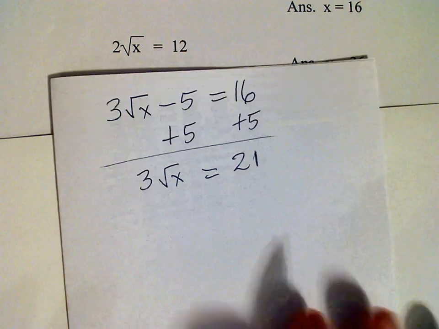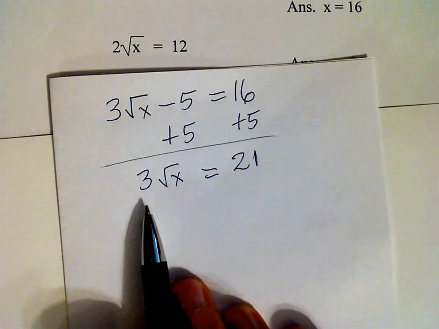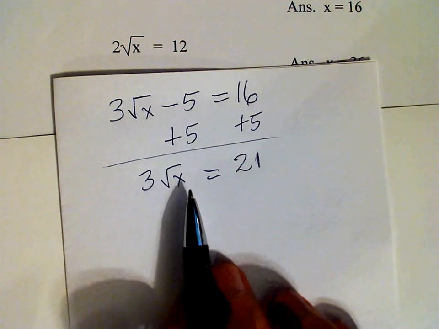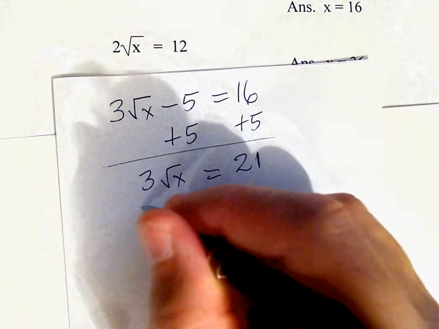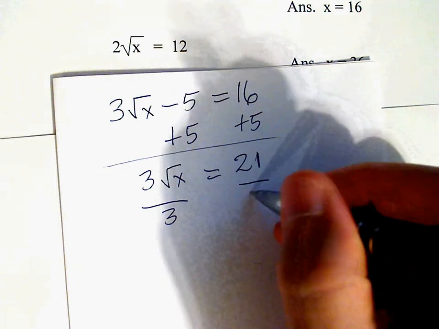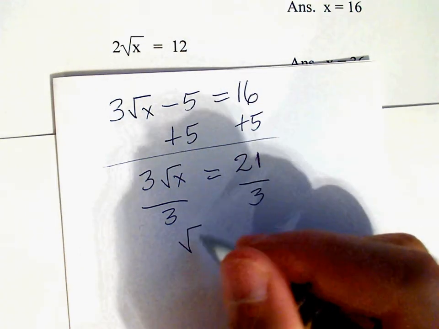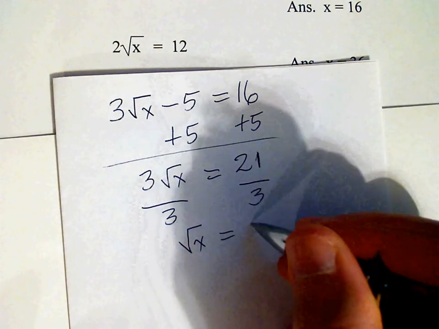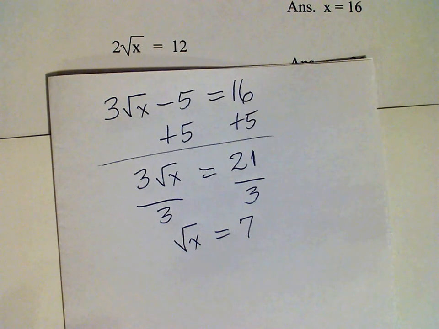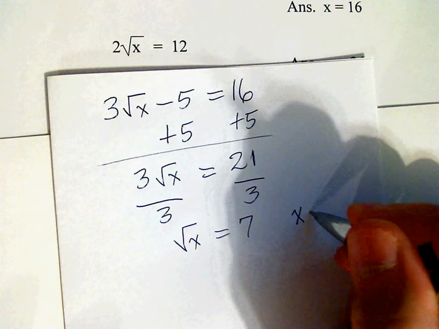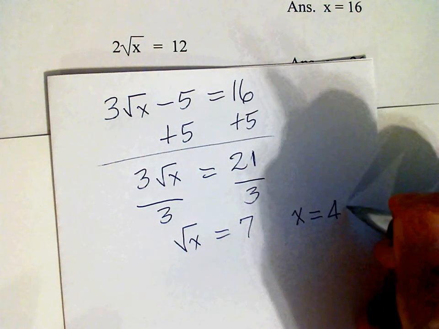Okay, next we see that this number 3 is multiplying radical x. We want to get radical x by itself so we can square it. So the next thing we need to do is divide by 3. That gives us radical x is equal to 7. And if the square root of x is 7, then x must be 49.